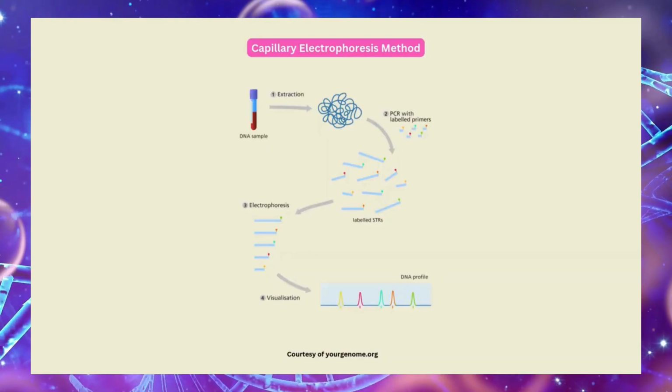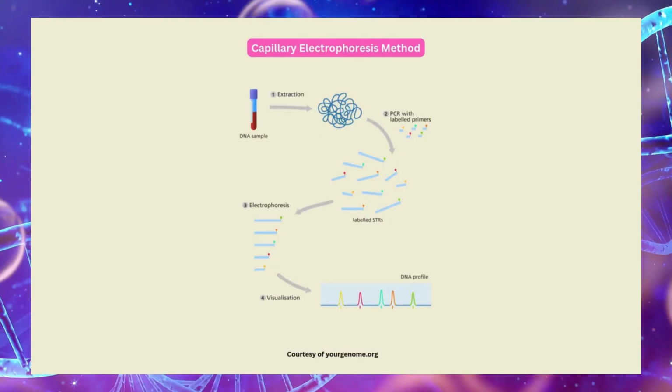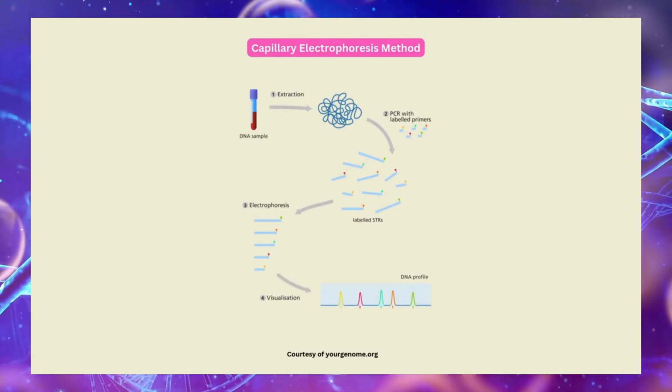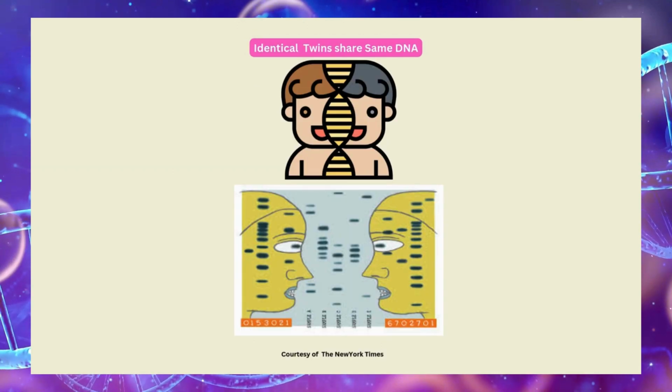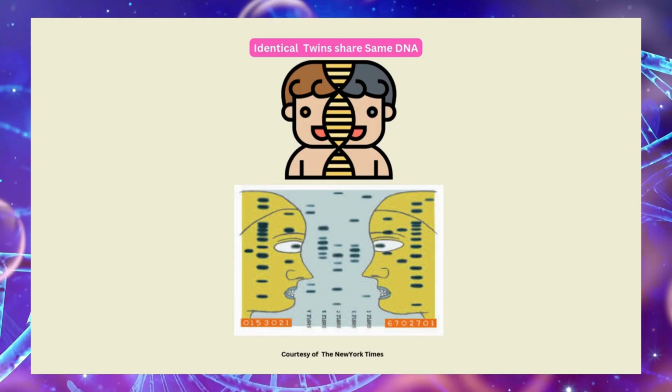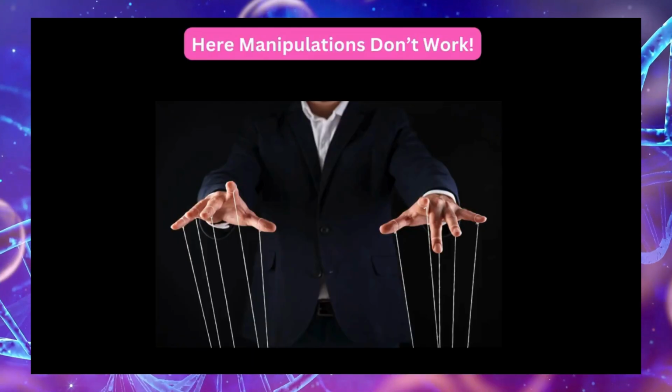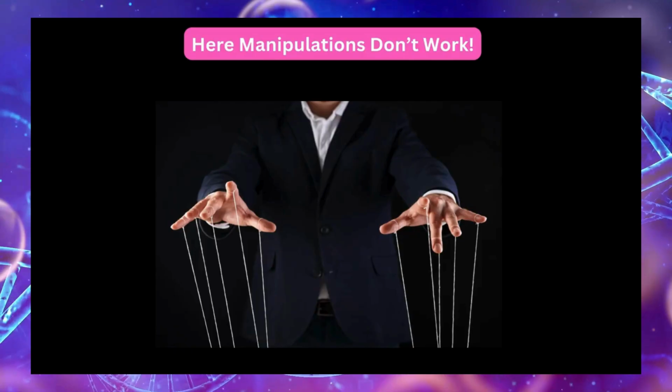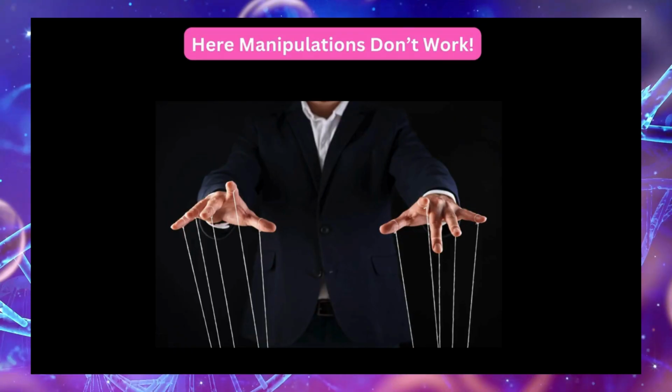Modern techniques now use even shorter sequences called microsatellites. Except for identical twins, it's highly unlikely for two people to have the same DNA fingerprint, and it is identical across all cells in the body, remaining unchanged by any treatment.